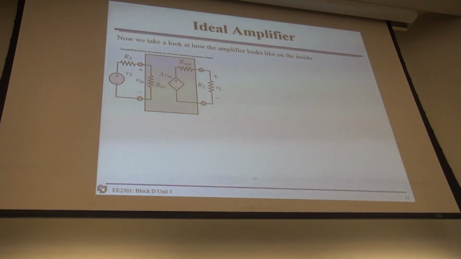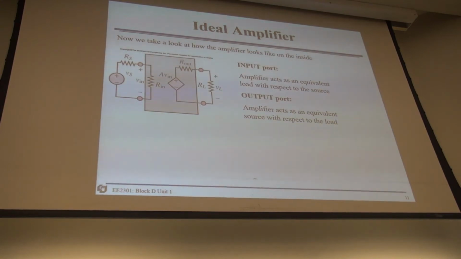I think this equivalence is not very strange to you. So we look at this one. The amplifier acts as an equivalent load with respect to the source, at the input ports. At the output ports, the amplifier acts as an equivalent source with respect to the load. Depending on how you look at this, from the source's point of view, that gray box is nothing but an equivalent load to the source, right?